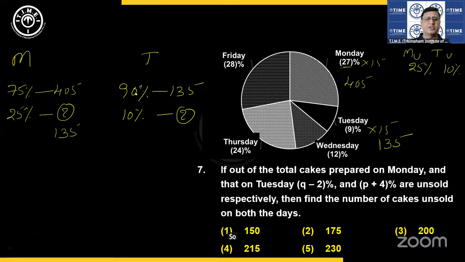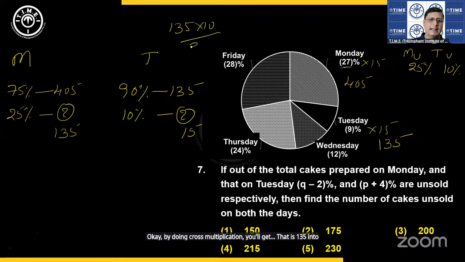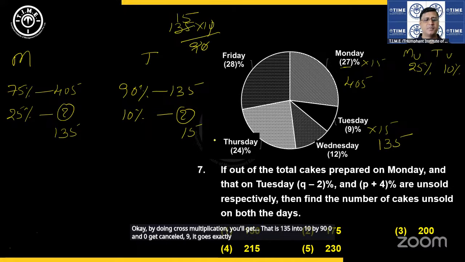So percentage, 0 and 0 cancel. 9 into 15 is equal to 135. So here 10% is equal to 15. By doing cross multiplication, you get 135 into 10 by 90. 0 and 0 get cancelled. 9 goes exactly 15 times.